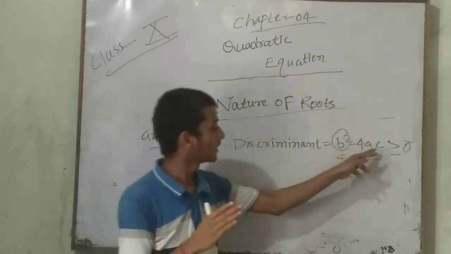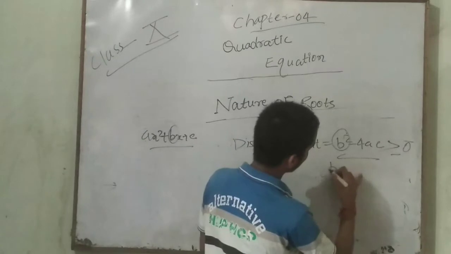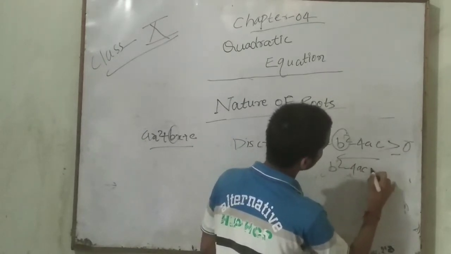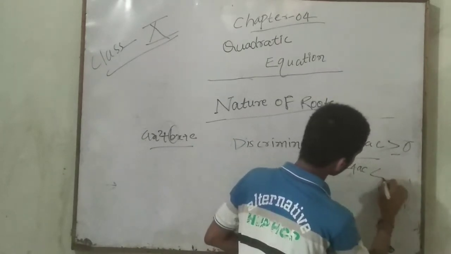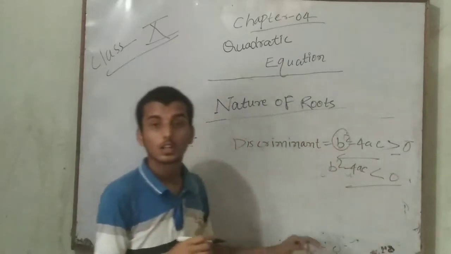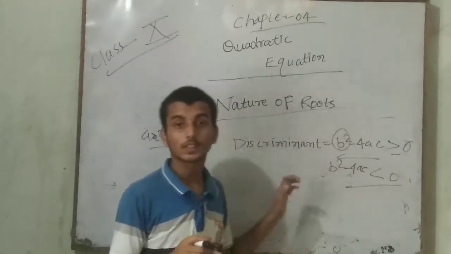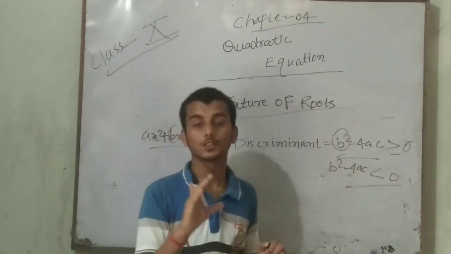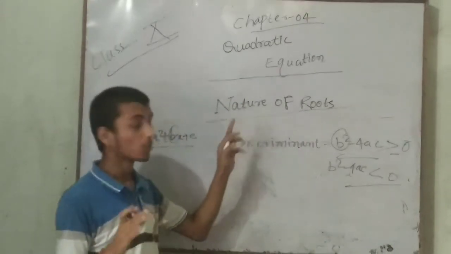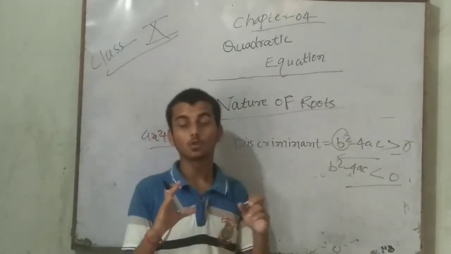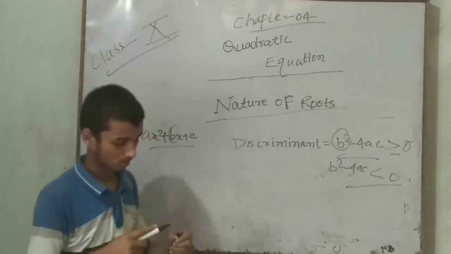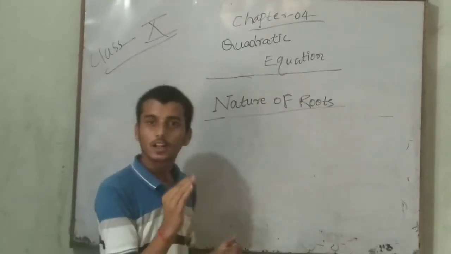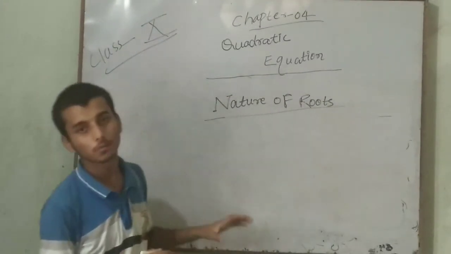Otherwise, if b square minus 4ac is less than 0, then there is no real number for that equation, meaning there is no real root for the equation. There are three cases which we have to study here.